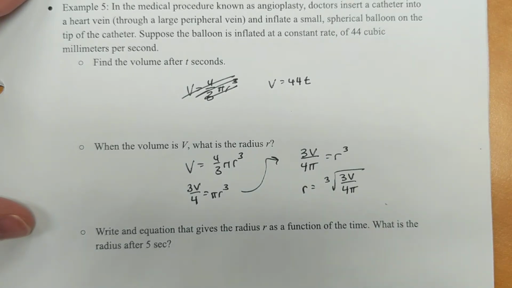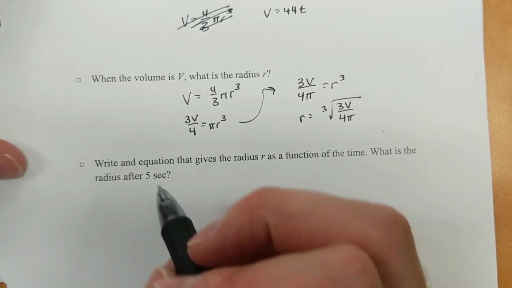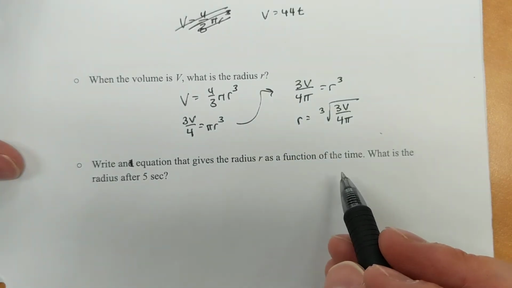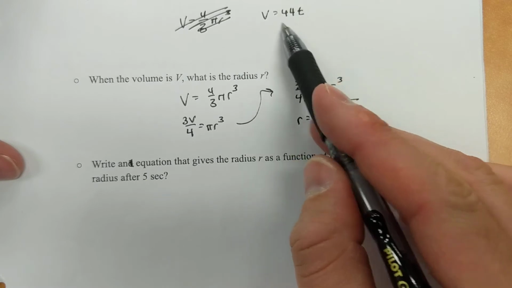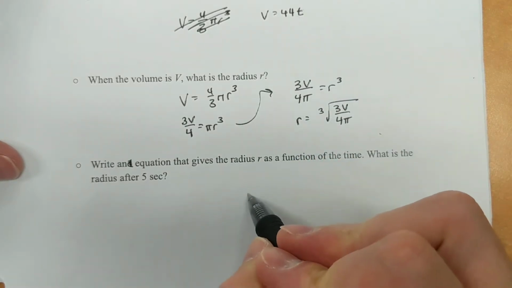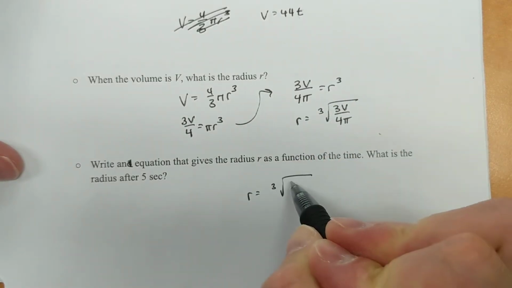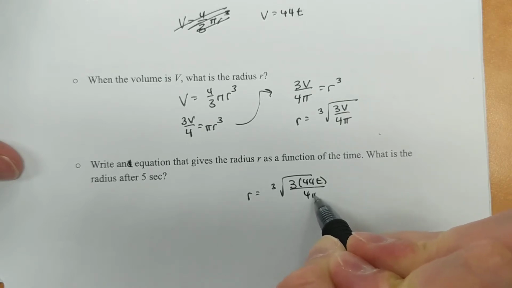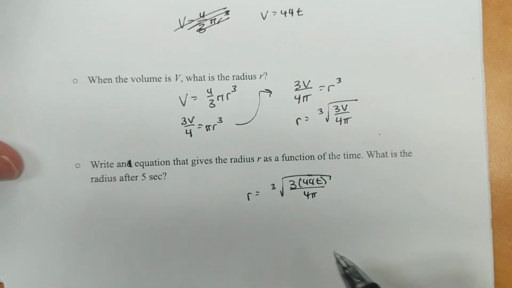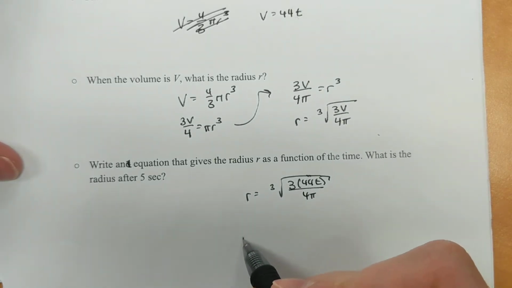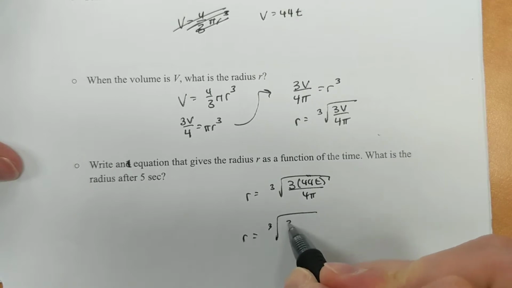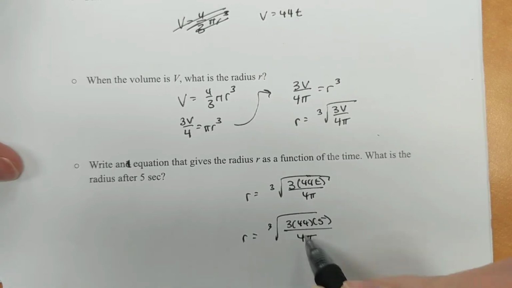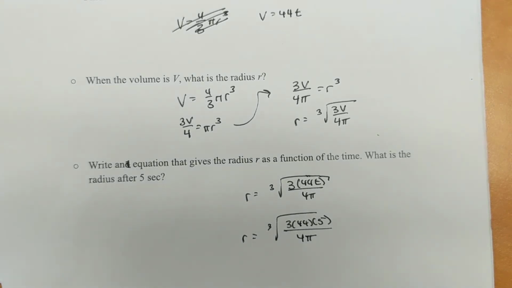All right, so that should be an equation that gives the radius r as a function of the time. So I need to plug this equation in for that v. So r equals the cube root of 3 times 44t all over 4 pi. And then what's the radius after 5 seconds? So that means just plug 5 in for t. And that's all numbers, so that can all just go in your calculator.